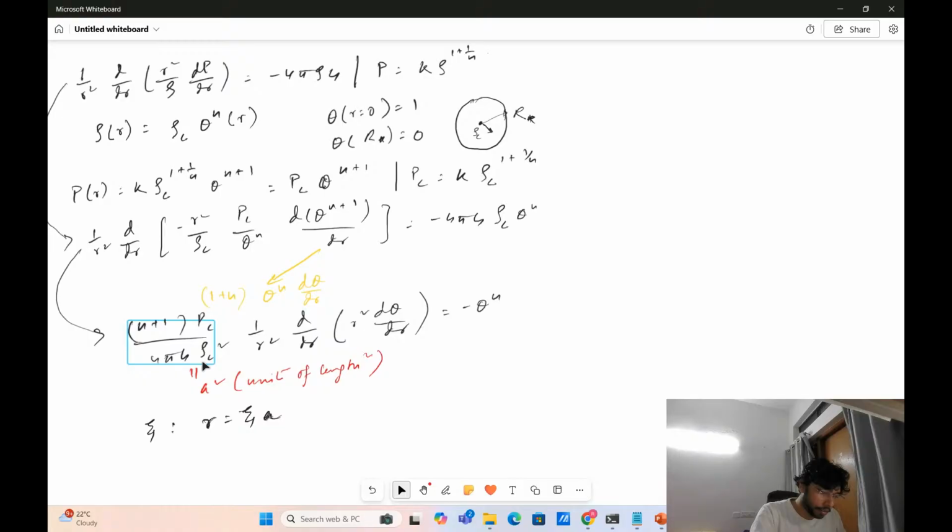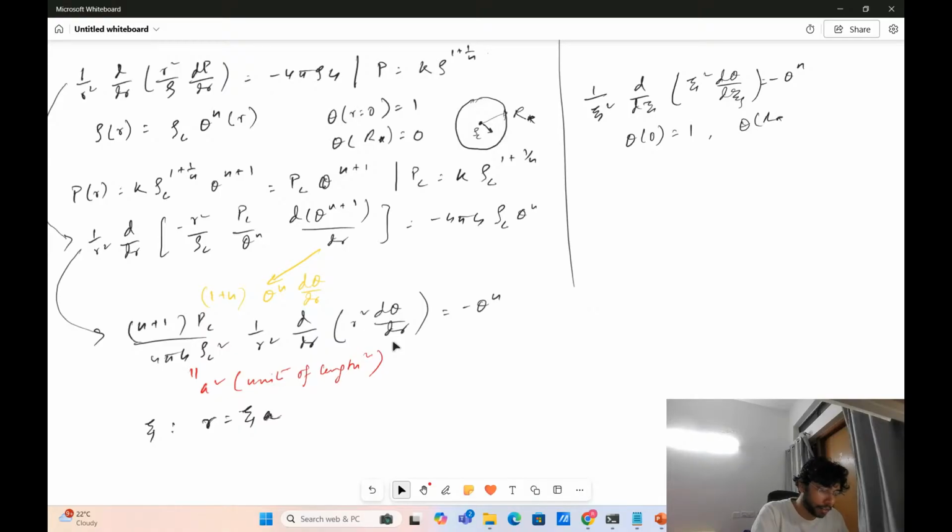If you write the equation finally in terms of psi, you will get 1 by psi square d d psi of psi square d theta d psi, minus theta to the power of n. So this is just coming from this equation. And this is a second order differential equation, so you need to have two boundary conditions. Those two boundary conditions are what we discussed earlier, that theta at 0 is 1 and theta at r star is 0. So this is a complete equation, right?